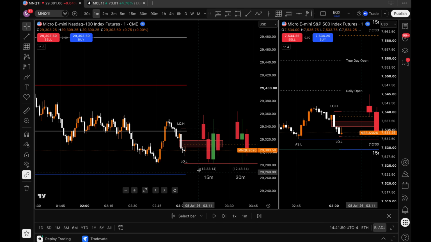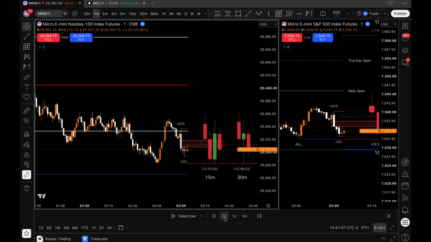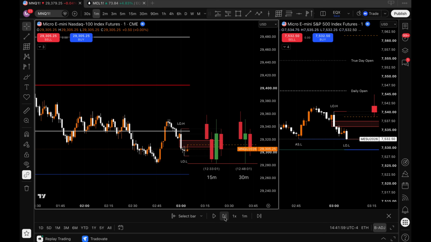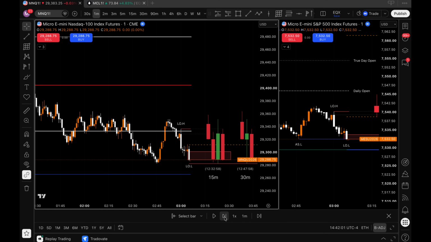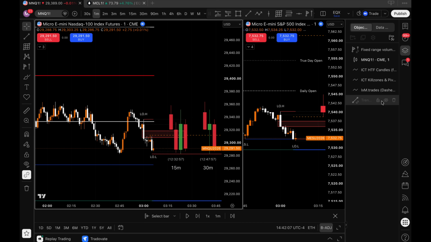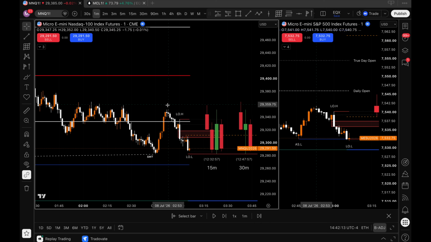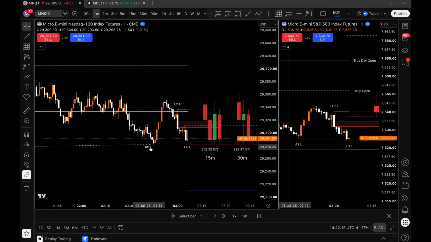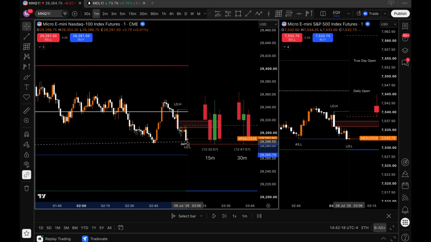Okay, so I'm expecting a sweep of Asia low. London opens. It's the first 50-minute candle. And what we see is that NQ does not take this low, but there is SMT with ES. So ES has taken the Asia lows, but NQ hasn't. The SMT is there.